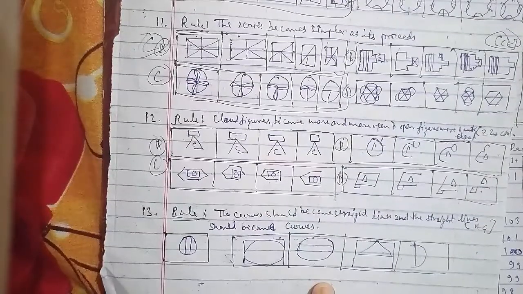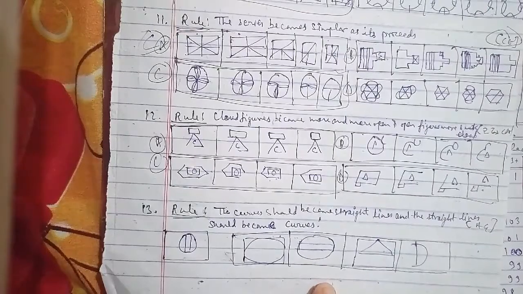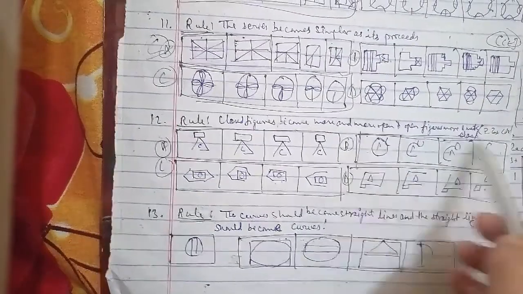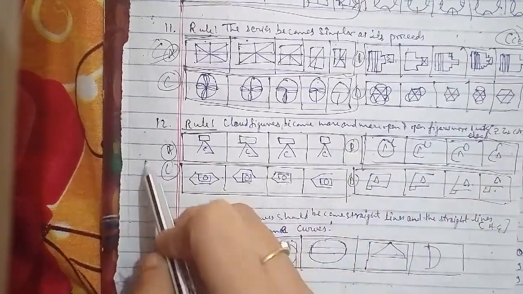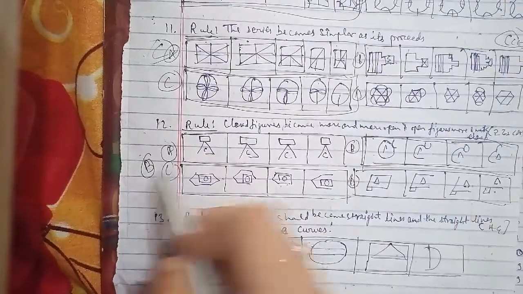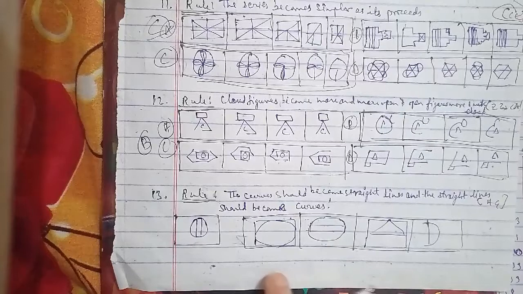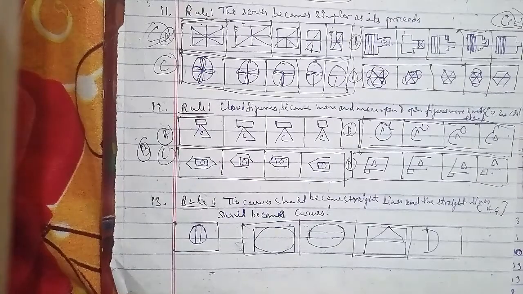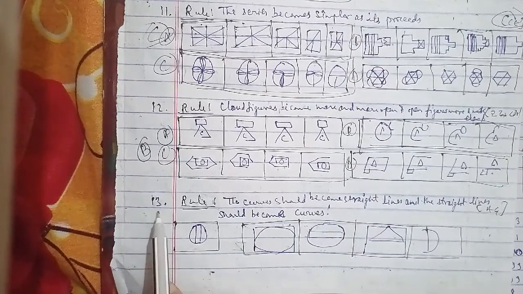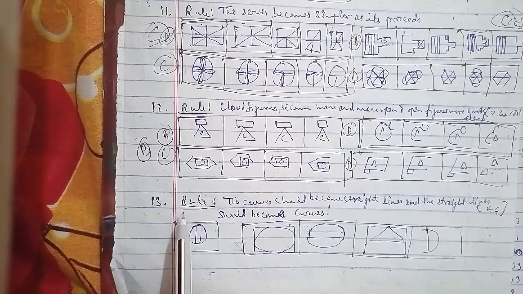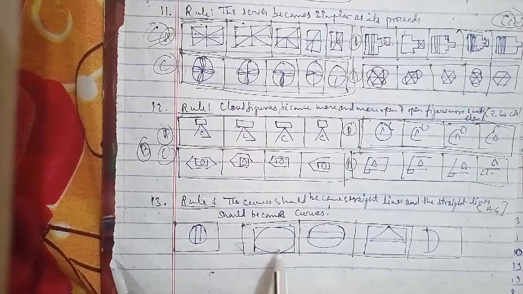Now we'll talk about another and the last question of the session, which is the 13th question. Which of the following A, B, C, D will be the answer figure? The following rule is to be applied to the figure X: the curves should become straight lines and straight lines should become curves. This has been asked in the assistant grade question paper.